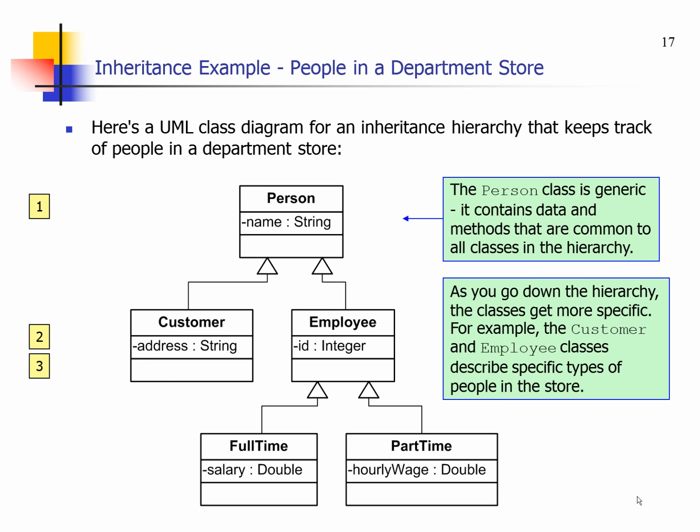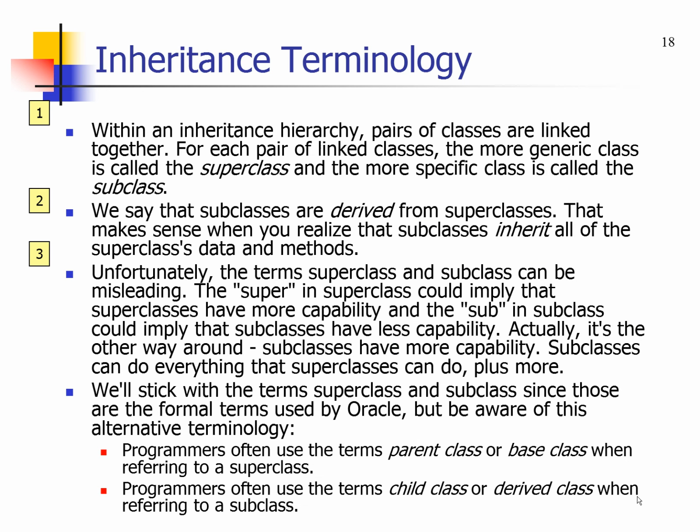Okay. Here is an example of people, customers, employees, full-time, part-time, and so on and so forth. We have a person class that has name in it. Then we have customer with an address, employee with an ID, full-time, part-time, so on and so forth. Okay, it says the person contains data and methods that are common to all classes. So the customers also need a name. Employees also need a name. Part-time and hourly both need an ID plus a name. So it goes on from there.